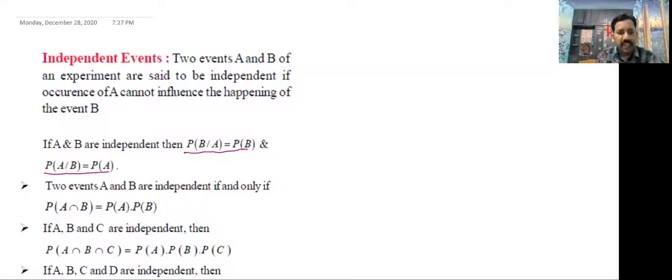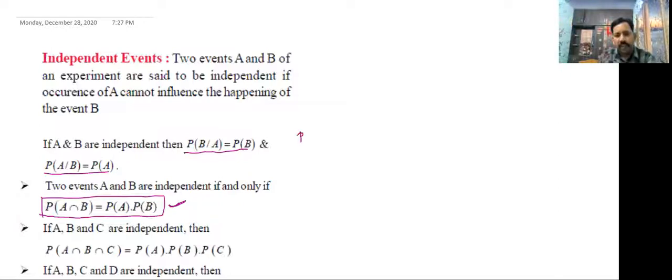Before going to that, observe the main formula. Two events A and B are independent events if and only if P of A intersection B is equal to P of A into P of B.